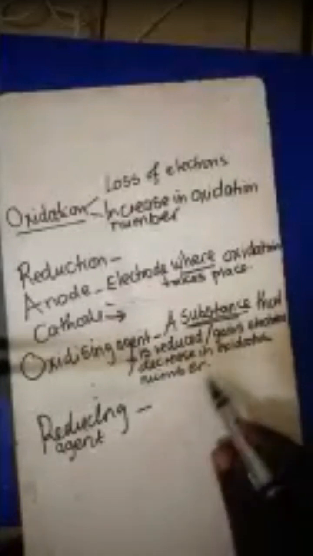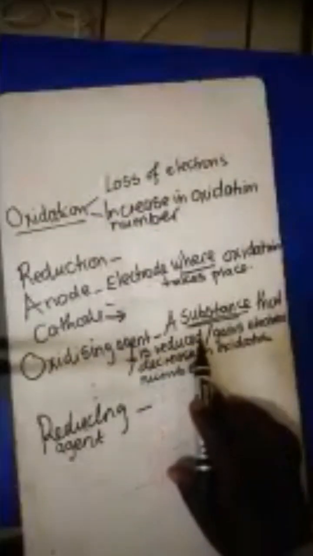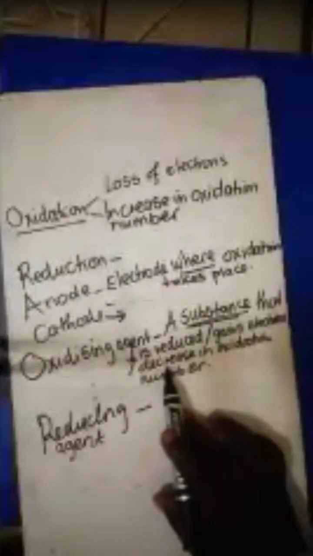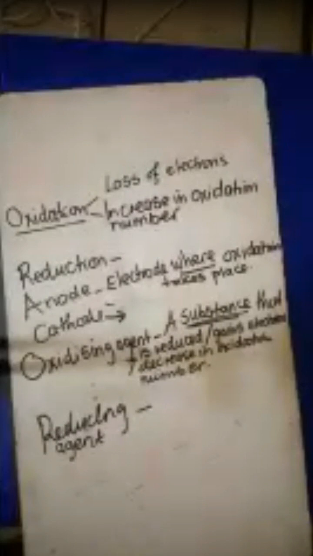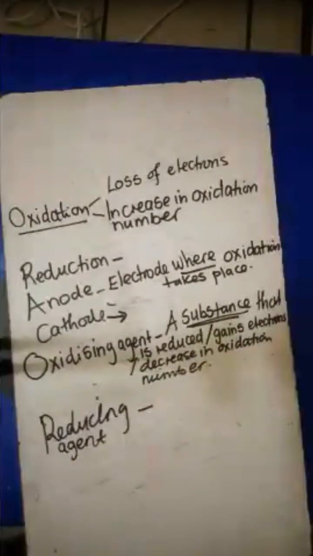Okay, I want to hear the point here. Remember, I said a substance that decreases in oxidation number is an oxidizing agent. What about a reducing agent? It must do what in terms of oxidation number? Increase in oxidation number. Very correct. It must increase in oxidation number.